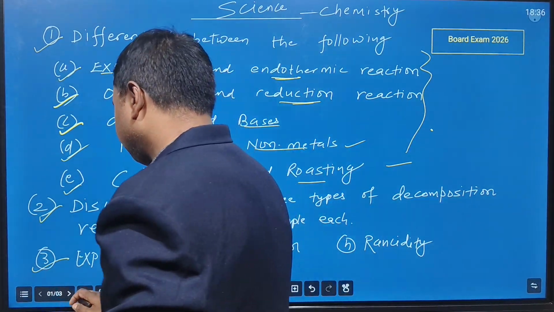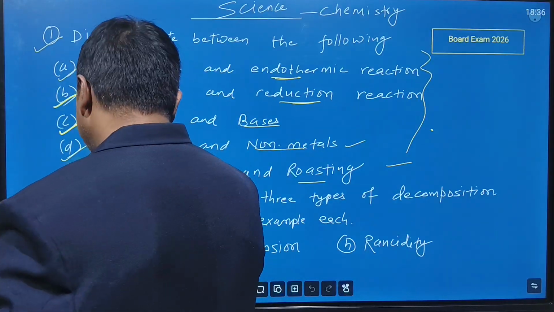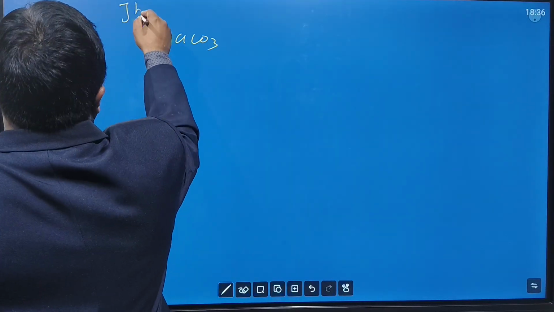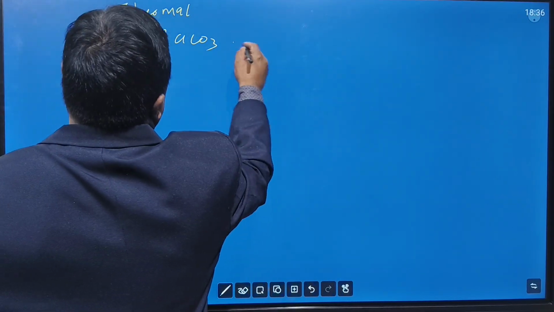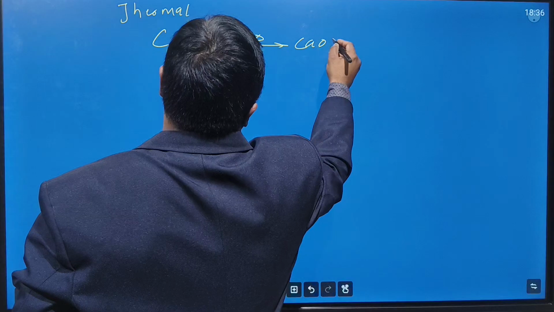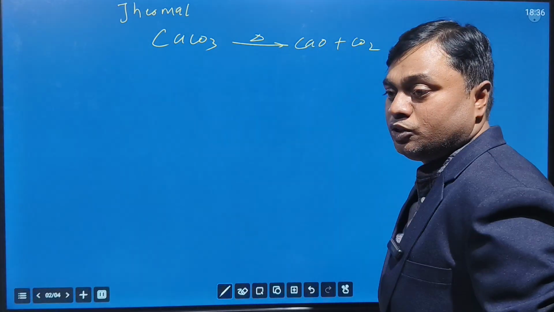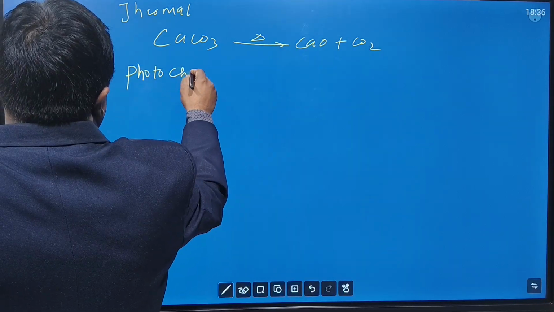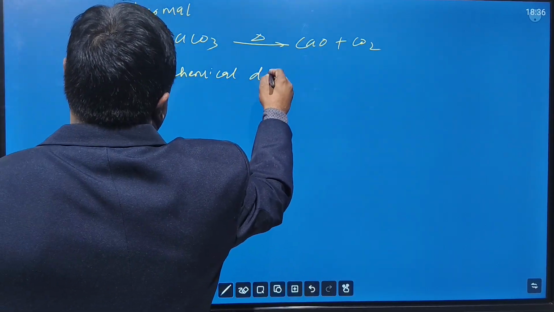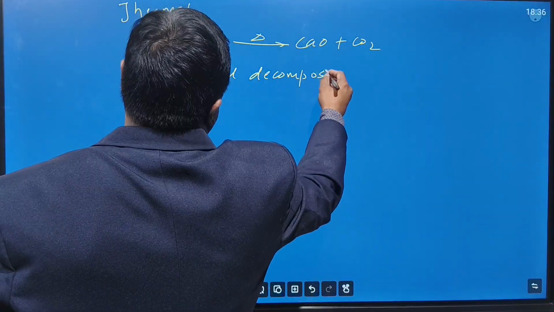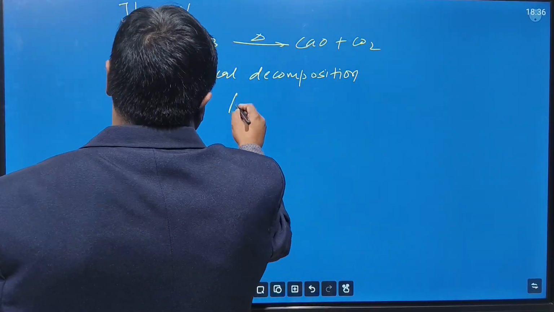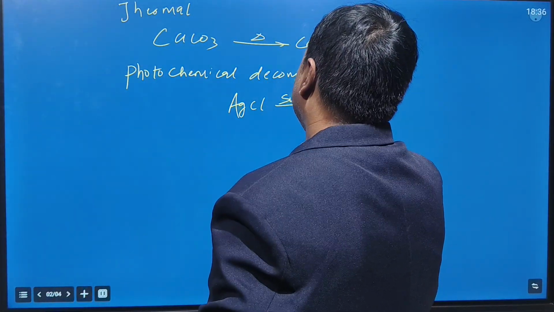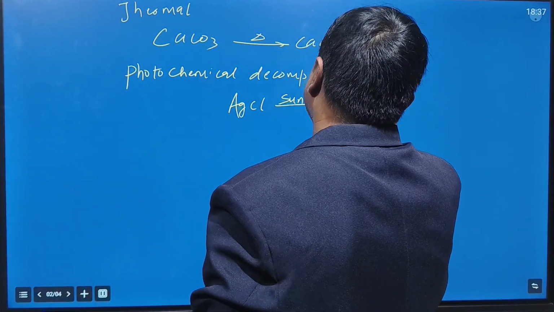Okay, CaCO3. That is thermal decomposition. Yes or no? Once you heat the calcium carbonate, it gives calcium oxide plus carbon dioxide. Next we have photochemical decomposition. Photochemical decomposition is the type of decomposition which takes place with the help of light. Take an example: decomposition of silver chloride in the presence of sunlight. It will give Ag plus Cl2.